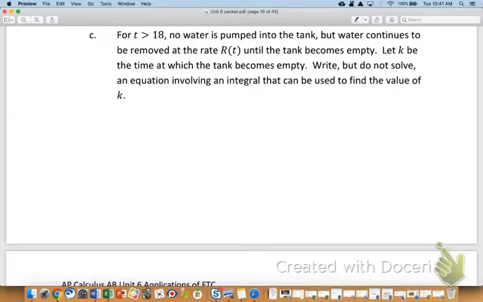All right. Potentially a tough question here. I'm wondering if anybody has an idea. Carson, what do you think it should be? 1310 equals the integral from 18 to K of R. By S, I think you mean integral, right? Okay.